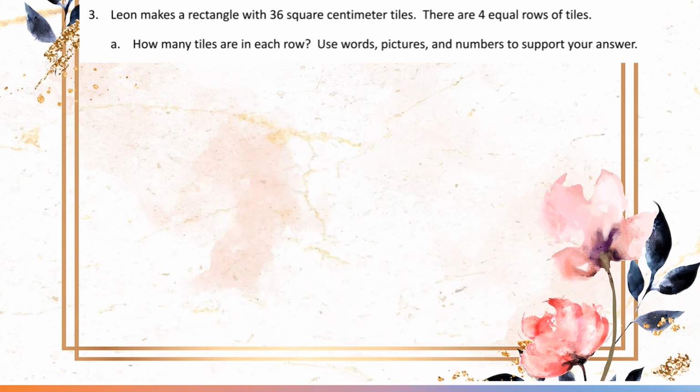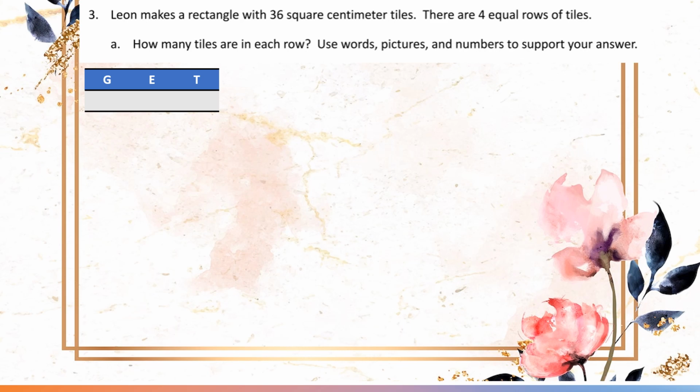Let's look at number 3. Number 3 says Leon makes a rectangle with 36 square centimeter tiles. There are 4 equal rows of tiles. How many tiles are in each row? Use words, pictures, and numbers to support your answer. Now I saw the word each, so that's a Get chart.